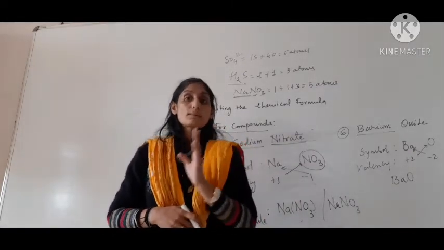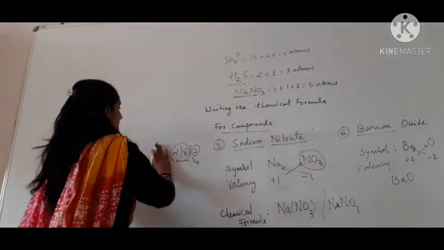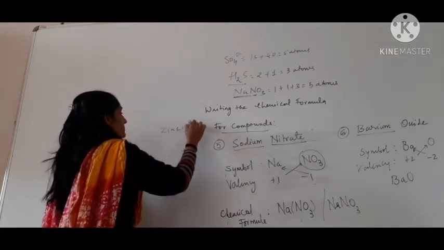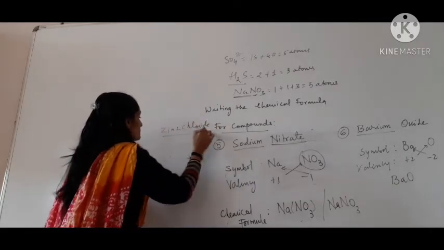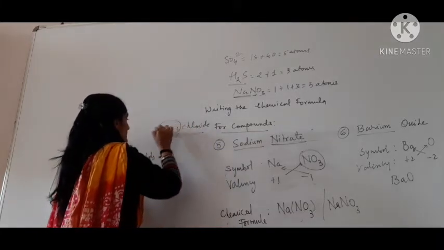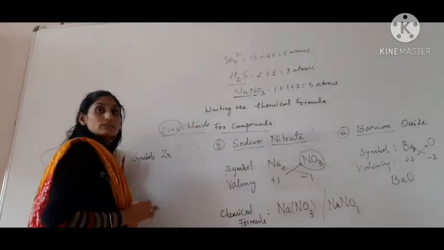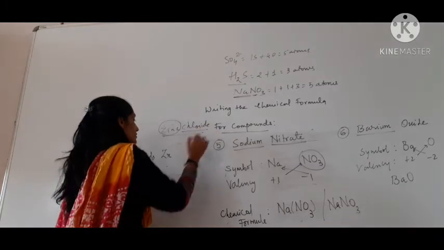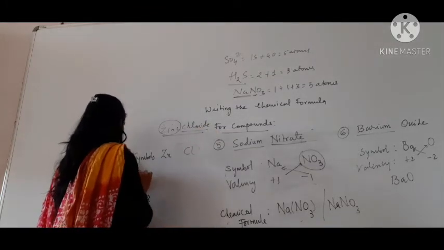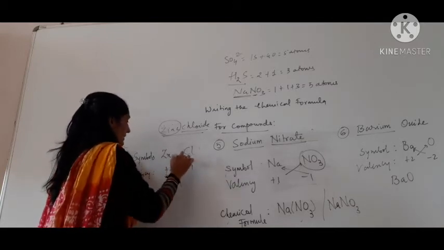If you know the symbols, suppose zinc chloride is going to be asked in your exam: write the formula of zinc chloride. What you have to do is first write the symbols. Zinc has the symbol with the first and third prominent letters, so zinc is Zn. Chloride, that means chlorine, is capital C small l. Now we write the valency: +2 and -1. We cross multiply the valency.